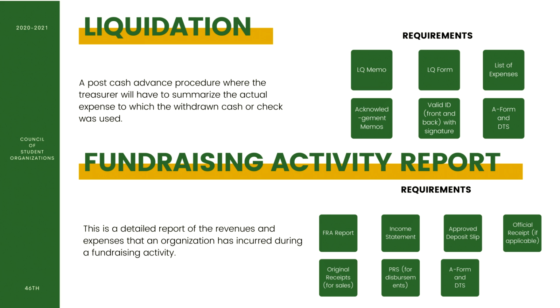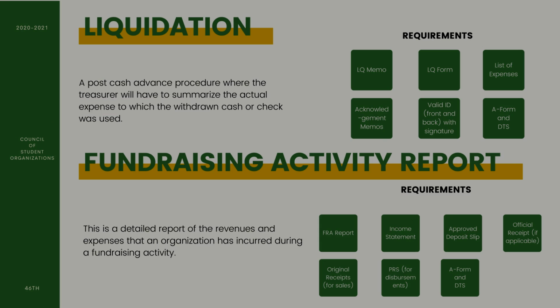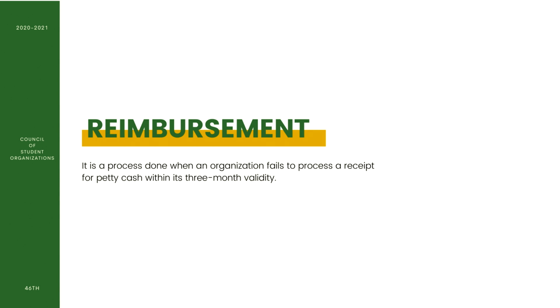The fundraising activity report is a detailed report of the revenues and expenses that an organization has incurred during a fundraising activity. The deadline of this is 2 weeks after the activity. Reimbursement is a process done when an organization fails to process a receipt for petty cash within its 3-month validity. This process is only upon the approval of the CSO's Executive Vice Chairperson for Finance.